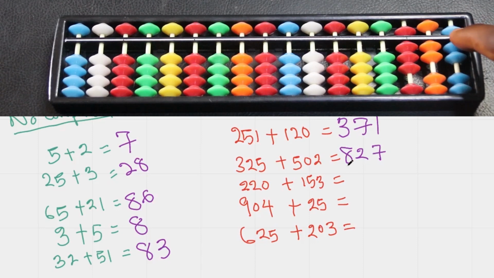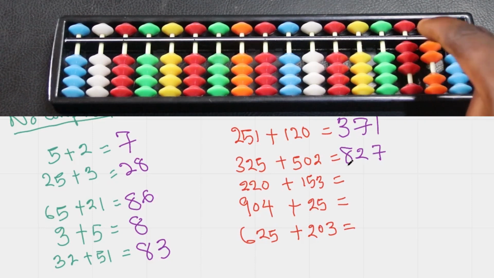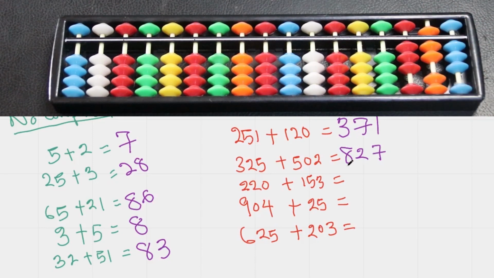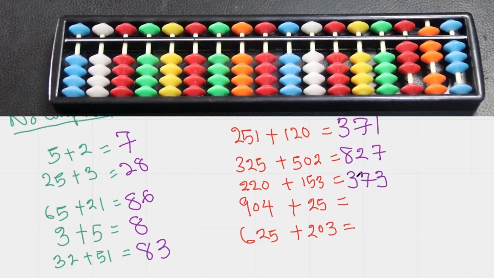Again, I have 220 plus 153. Let's go again. Reset your abacus and then do 220. You see 0? I don't move any of the beads when I'm counting 0, and I explained that to you already. 153. Put 1 here. Put 5 here. Put 3 here. What do you have? You have 373. And then we can come to the board and write 373.